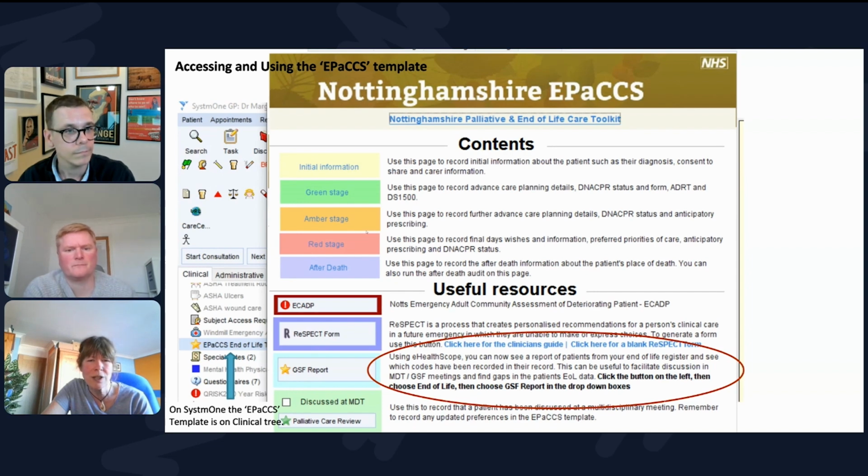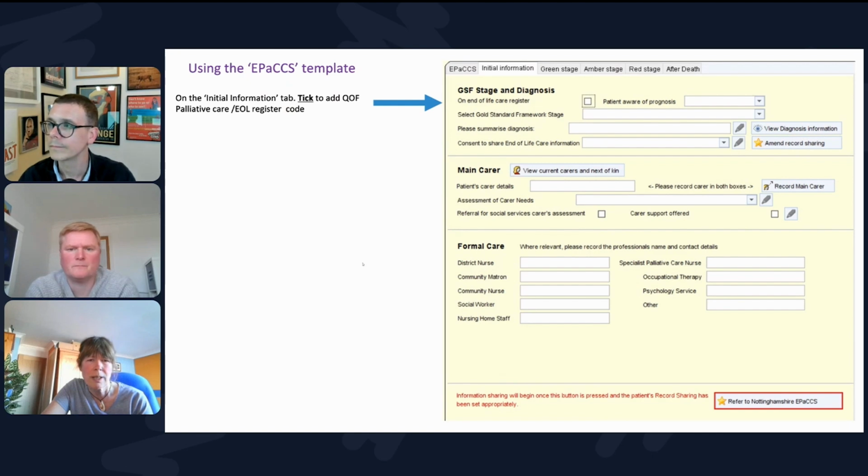If we go on to the next one, it'll bring up the initial information page. So there's a few boxes on here that don't need to be used now, and they will be disappearing fairly shortly with the current EPaCCS review that's underway. So you will see here that you can put the initial diagnoses in.